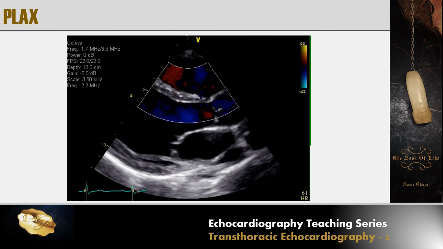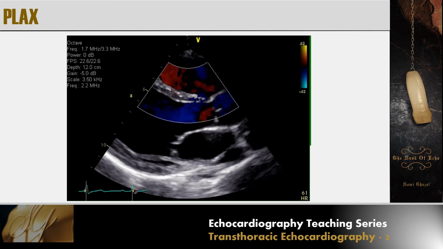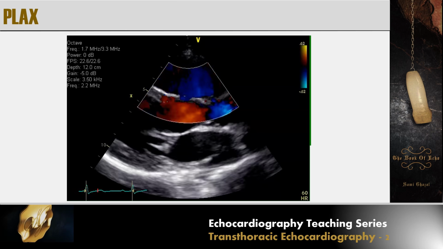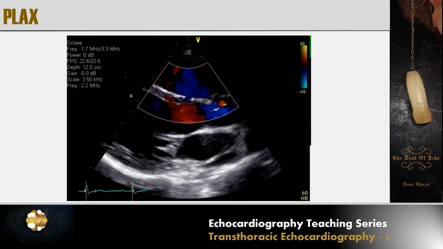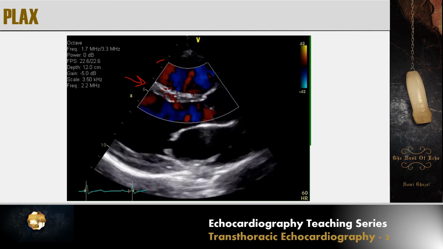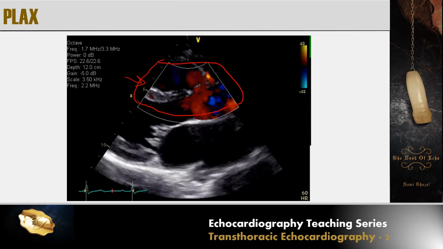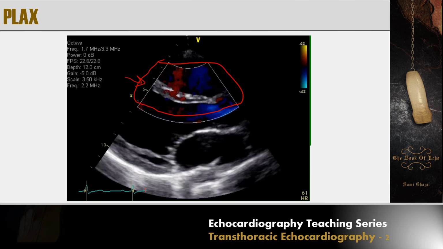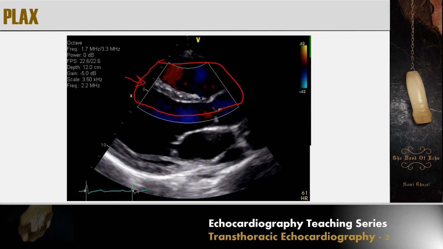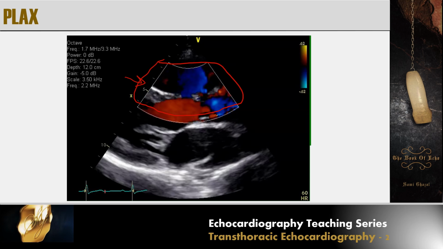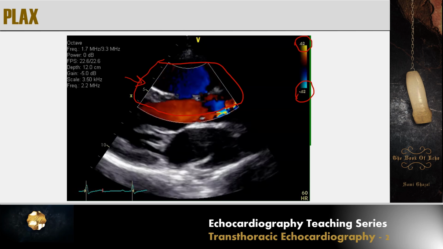Next, put colored Doppler sector on the interventricular septum, and this is to check for ventricular septal defect in the anteroseptal area here. And note that this sector is covering only the interventricular septum area. This is not to lose temporal resolution. Also note that the color scale or the Nyquist limit here is adequate.